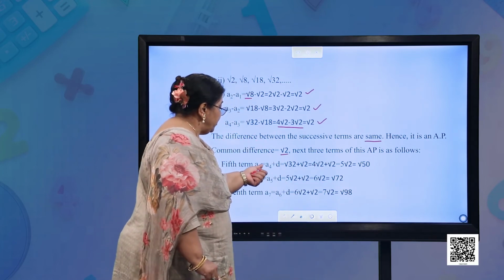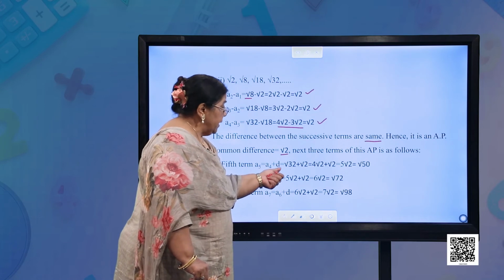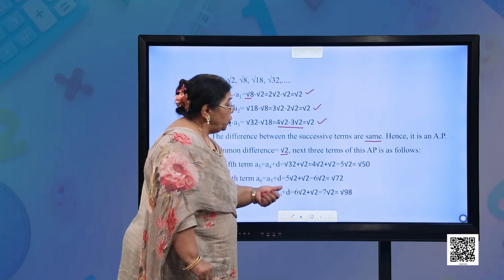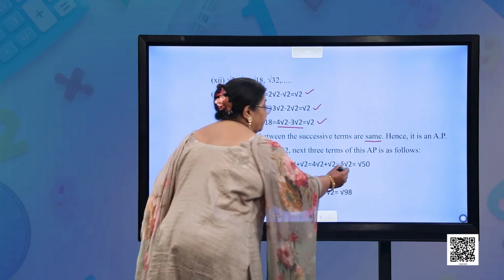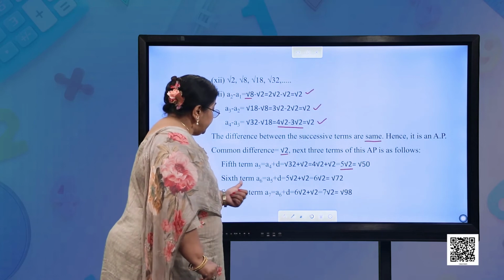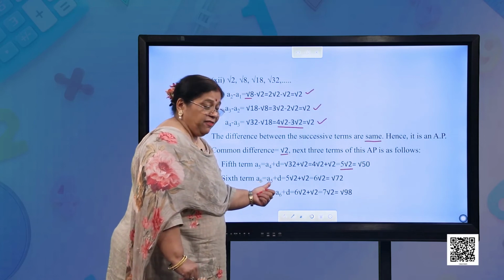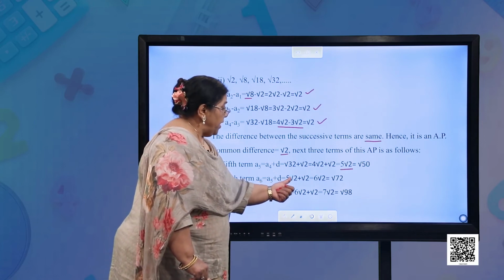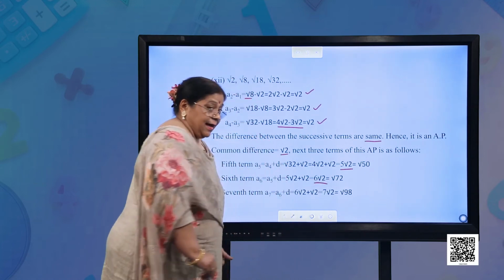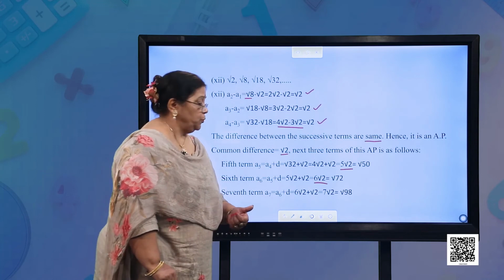See, A5 is equal to A4 plus D, square root 32 plus square root 2, which can be written as 4 root 2 plus root 2, that is 5 root 2 or square root 50. Sixth term A6 is equal to A5 plus D, that is 5 root 2 plus root 2, that is 6 root 2, and I can write it as square root of 72.